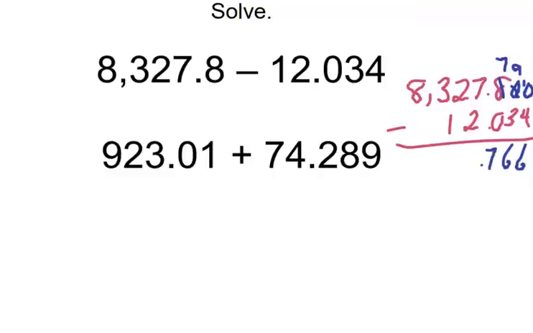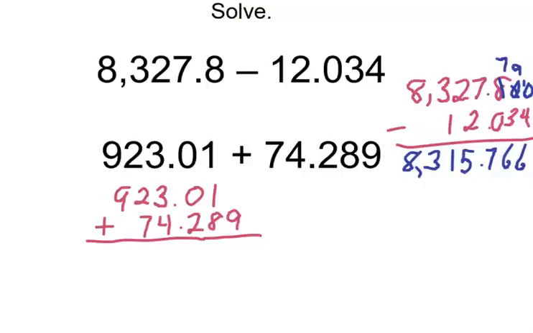Then we bring down the decimal. 7 minus 2 is 5. 2 minus 1 is 1. 3 and 8. So, to solve that subtraction problem, we have the answer 8,315.766.